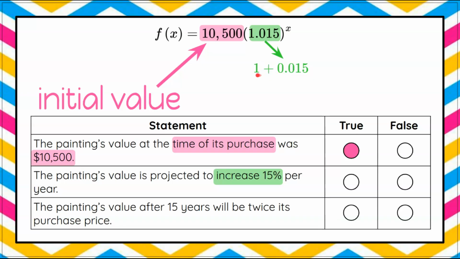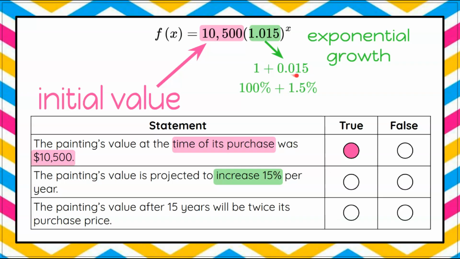When we write this as a percentage, 1 becomes 100%. We're going to move the decimal point right here to make it 1.5%. And that shows our exponential growth or appreciation. So this is telling us that every year it maintains the amount we paid for it, that 100% of our cost, and we add 1.5% in appreciated value. So it's not increasing 15% per year, it's increasing 1.5% per year. So this statement is false.